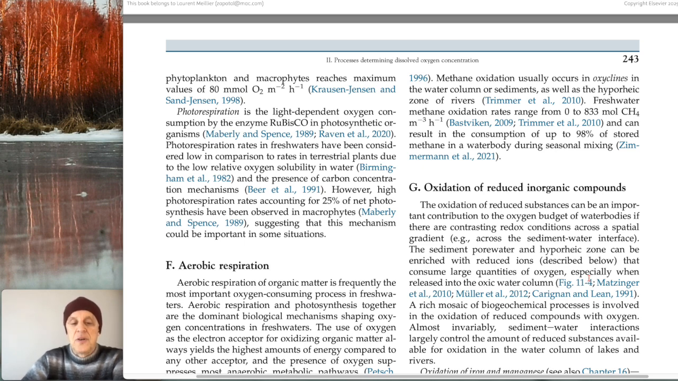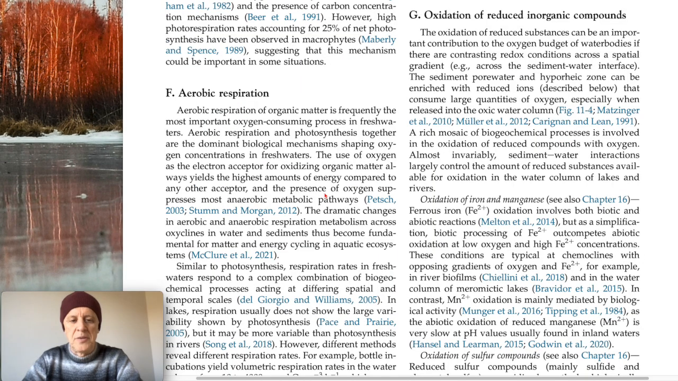However, high photorespiration rates, accounting for 25% of net photosynthesis, have been observed in macrophytes, suggesting that this mechanism could be important in some situations. Aerobic respiration. Aerobic respiration of organic matter is frequently the most important oxygen-consuming process in freshwaters. Aerobic respiration and photosynthesis together are the dominant biological mechanism shaping oxygen concentration in freshwaters.